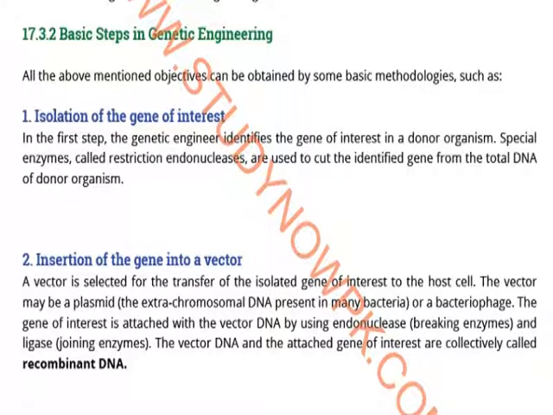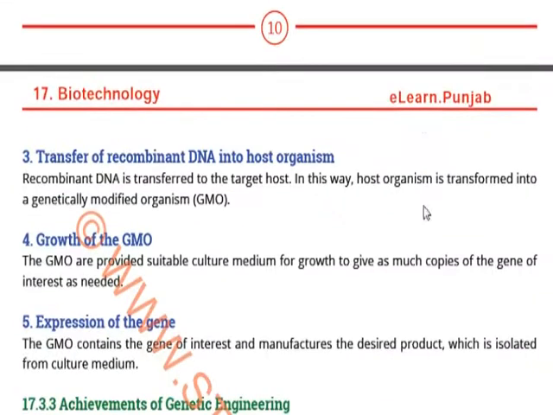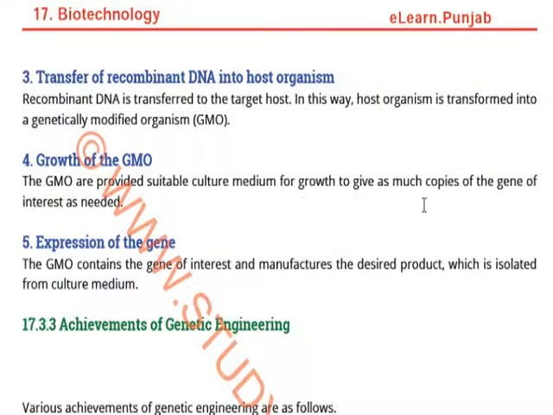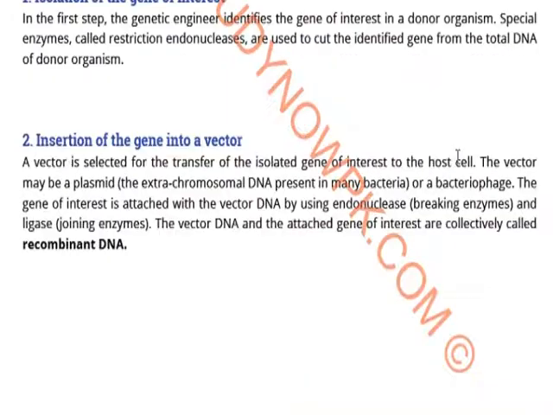So what are the basic steps of genetic engineering? The first is the isolation of the gene of interest. Then you have to isolate the gene. Then you insert the gene in the vector. Third step, transfer of the recombinant. Recombinant means the changed DNA. So you transfer the recombinant DNA into the host organism. Number 4 is the growth of the genetically modified organism. Number 5 is the expression of the gene. Okay, so we have to study about the steps.